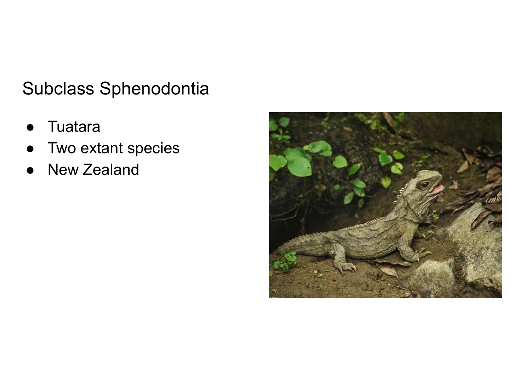Subclass Sphenodontia includes the Tuatara, which is shown in this picture here. There are two extant, and extant means currently living. So it's the opposite of extinct. So there are two extant species, and they are found in New Zealand.